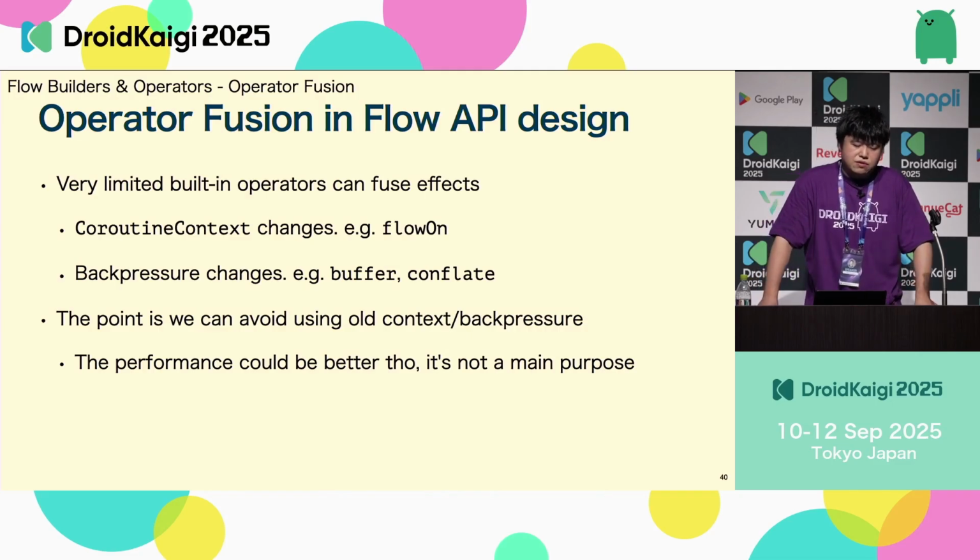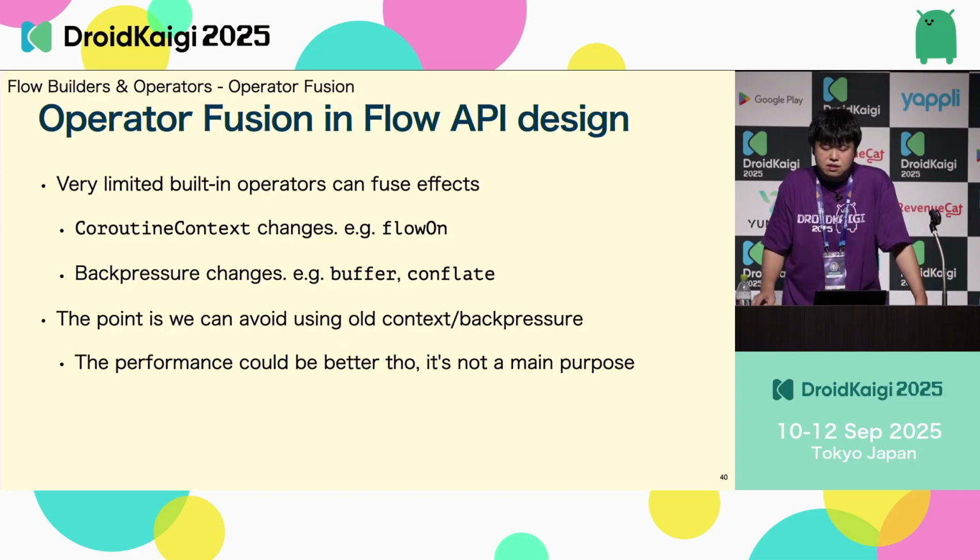Operator fusion would decrease the overhead compared to redundantly wrapped flows, but it's actually required to avoid running a flow on an old context and old backpressure. If our flow runs on such an old configuration, results may differ because a buffer overflow may happen if the old configuration has a smaller buffer size, for example.